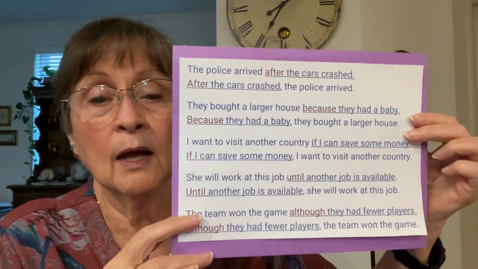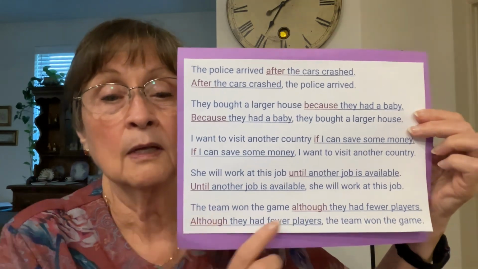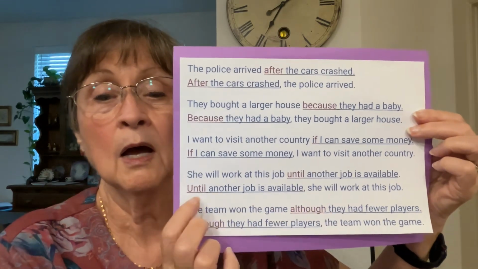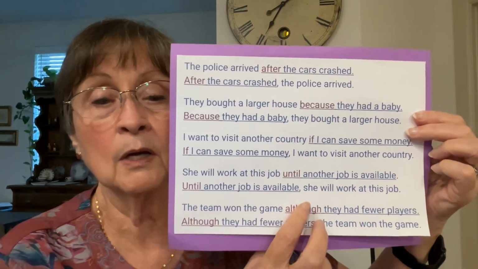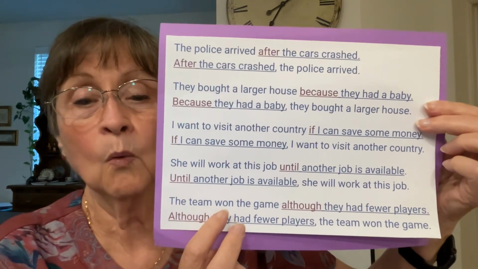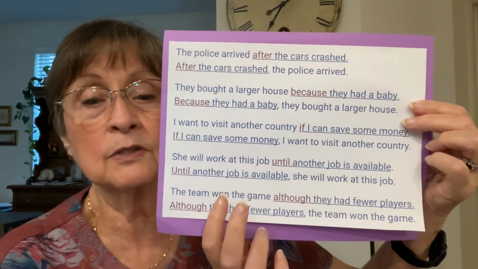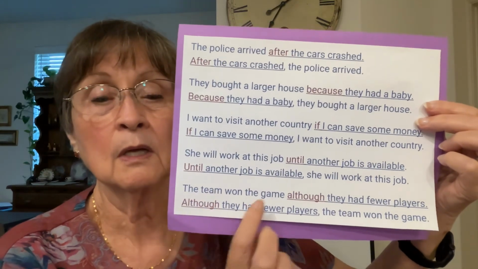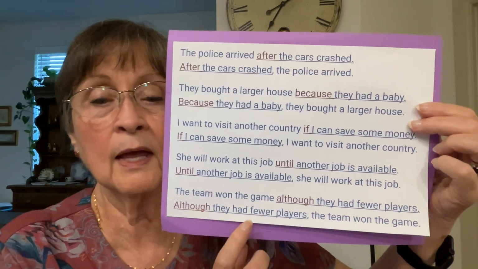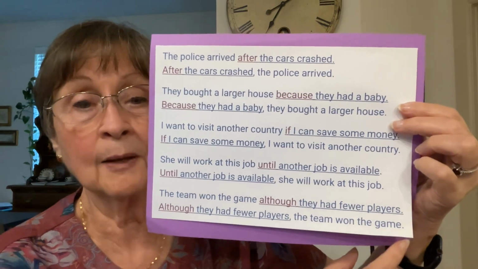She will work at this job until another job is available. Now we move this to the front. There's nothing to divide them, so we put a comma. Until another job is available, comma, she will work at this job. The team won the game, although they had fewer players. Two sentences, but this one is more important. This one is an adverb for this sentence. Although they had fewer players, comma, the team won the game.